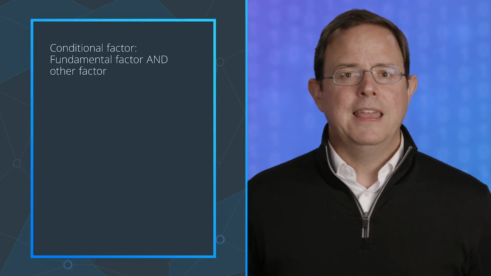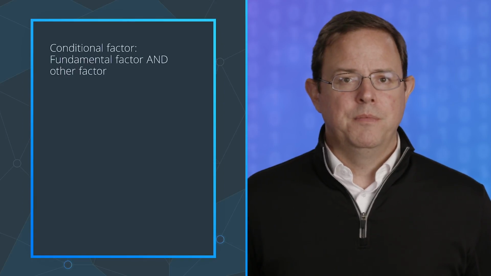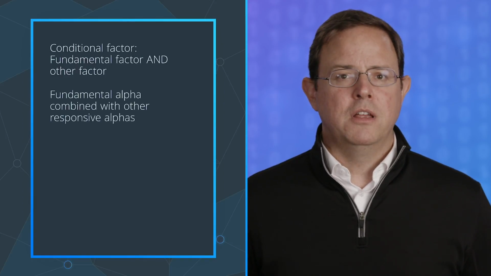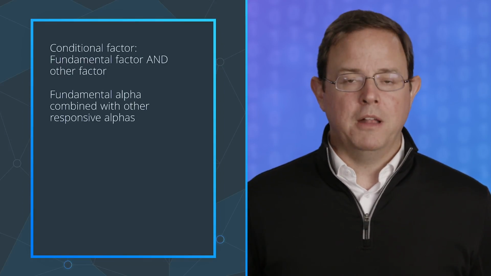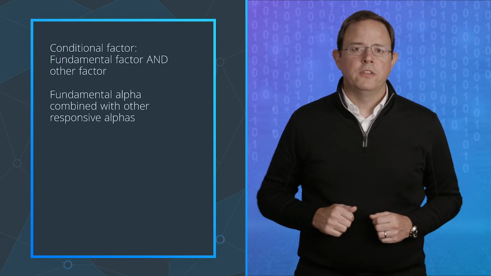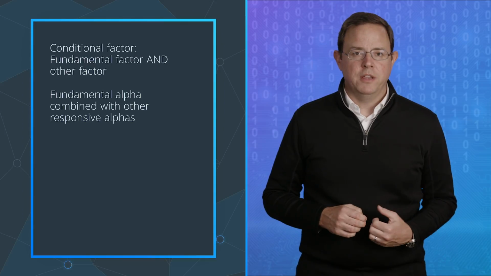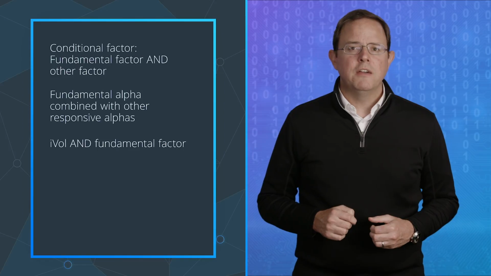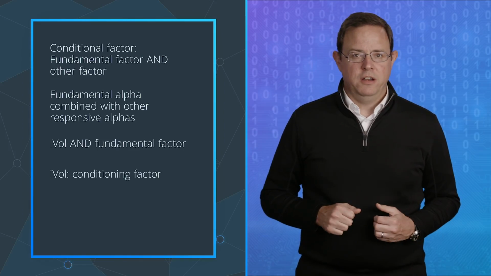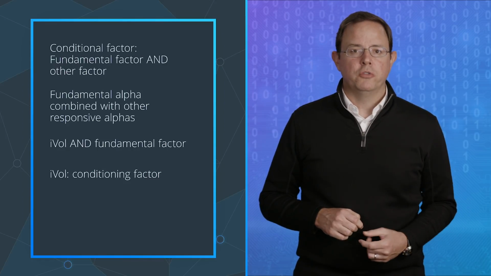One middle ground is to use fundamental data as a conditioning factor along with price-driven data, or to use a fundamental factor with low weight in a combined alpha vector that includes more responsive alphas. In this case, since higher idiosyncratic volatility can indicate instances of higher mispricing, we can combine IVol with a fundamental factor. We can think of IVol as a conditioning factor, since by itself it doesn't indicate whether to go in the long or short direction.